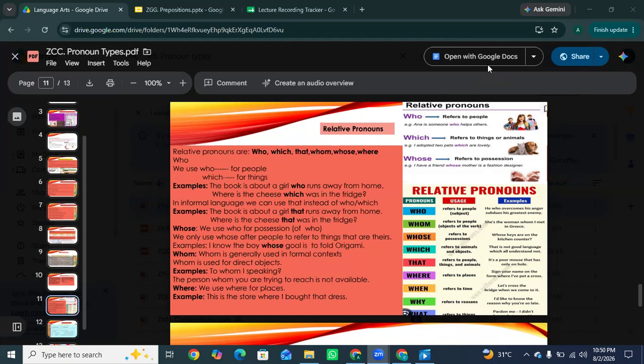Okay, so who versus which. Look at this. Who refers to people; who is used for people. Like: the book is about a girl who runs away from home.